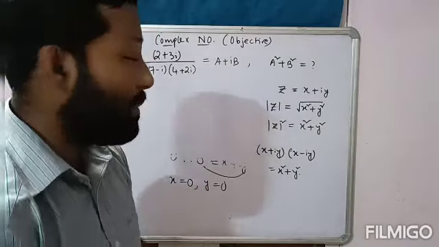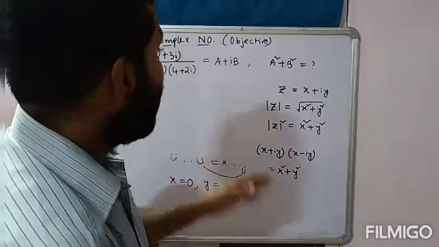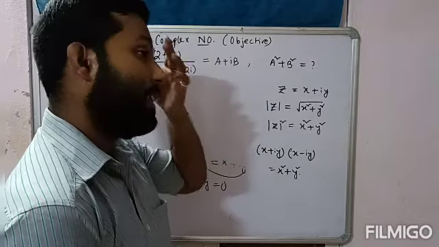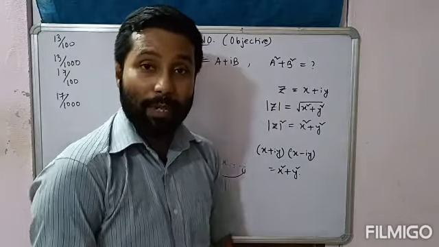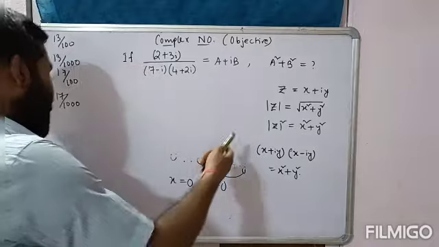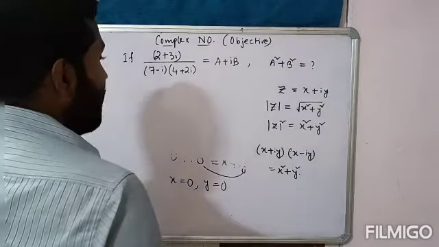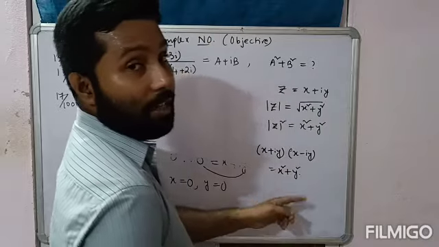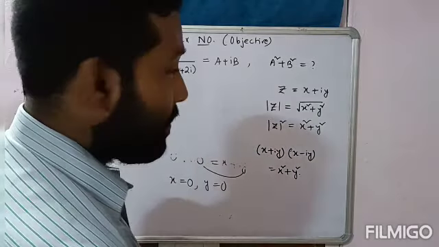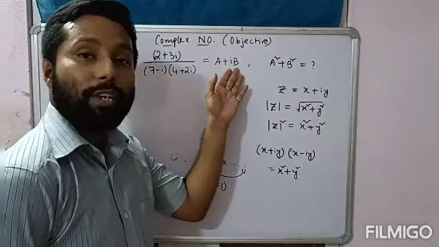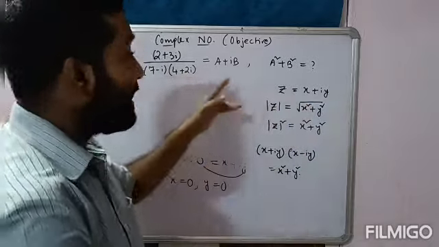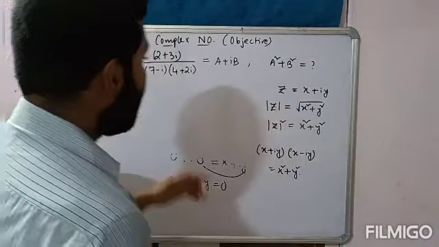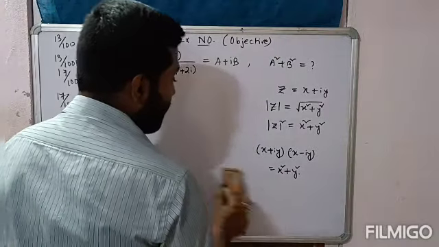This was explained in the subjective part, right? So since a plus ib is given, take the conjugate of a plus ib. That is, the conjugate of a plus ib is a minus ib. If we multiply a plus ib and a minus ib, then only you will get a square plus b square. So if we take the conjugate of the right hand side, then you must take the conjugate of the left hand side also.